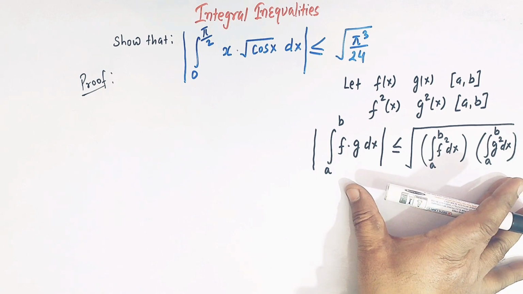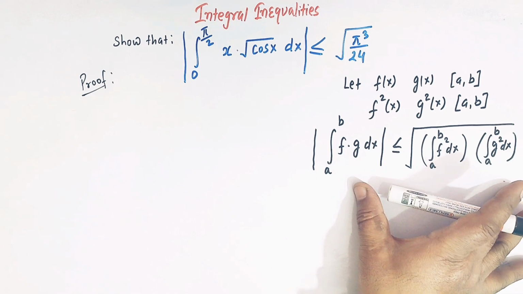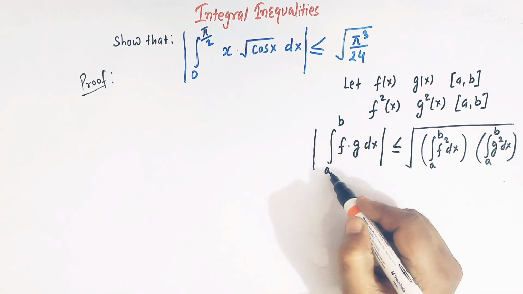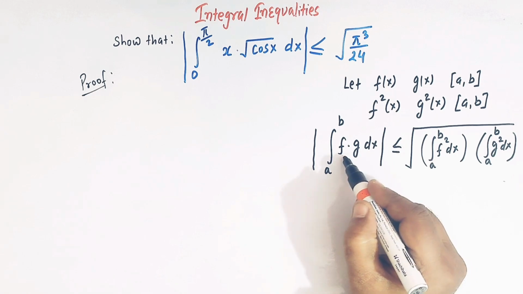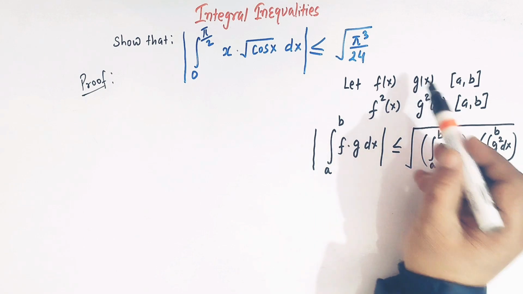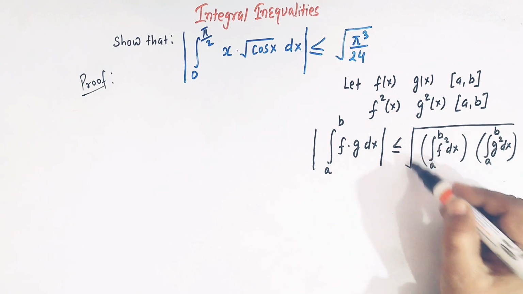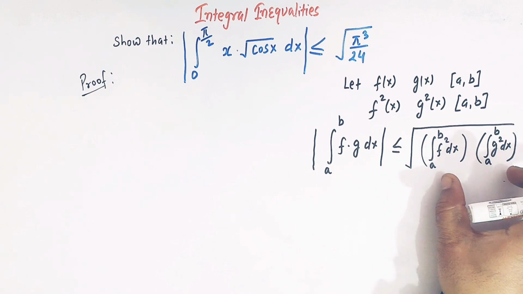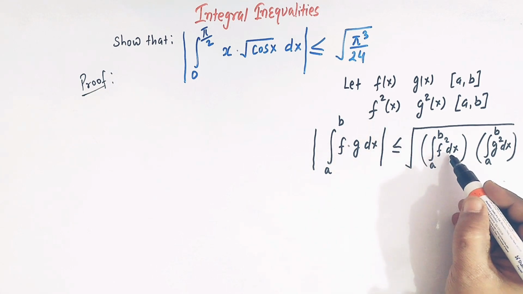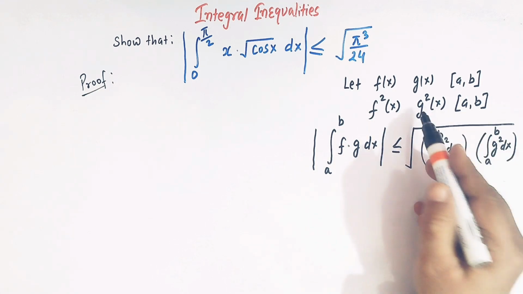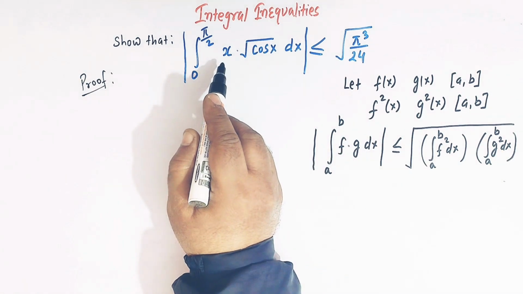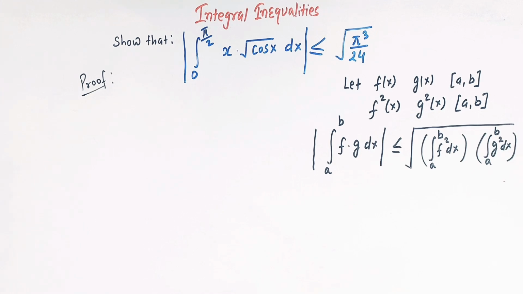So this statement is known as the Cauchy-Schwarz inequality. Here we have the absolute value of the integral from a to b, and the integrand is the product of f and g, which is less than or equal to the square root of the product of these two integrals. The first one is the integral from a to b of f squared dx, and then we have the integral from a to b of g squared dx. So we'll apply this result to prove this integral inequality.